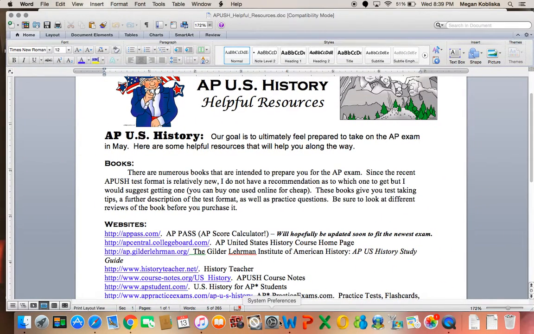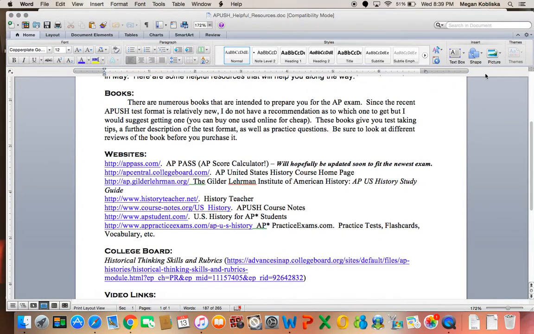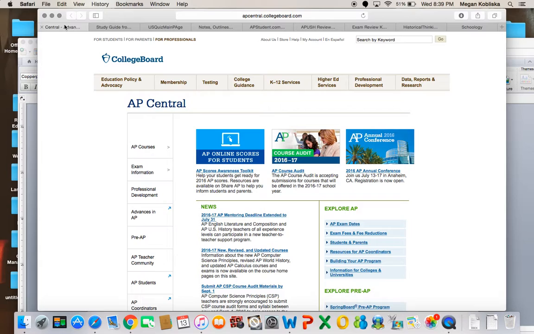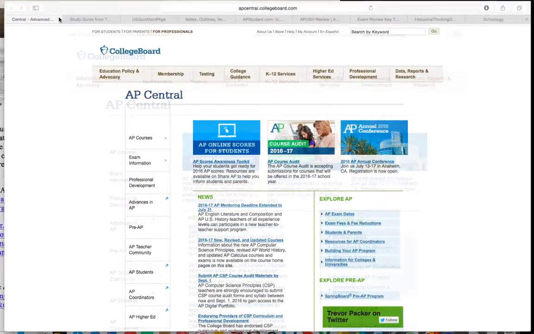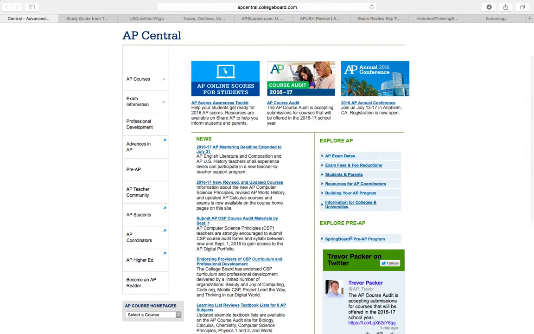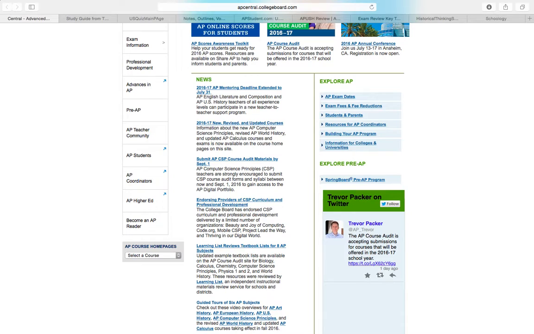Once you've downloaded the file, this is what should come up. Now, all of these websites, we're going to go through most all of them, but just for time purposes, I've already bookmarked these websites. So we're going to start with the AP Central website. This is going to be extremely important just to keep up with changes to the course or important dates, AP exam dates, exam fees, which really won't be all that important until we start leading up to the May exam.